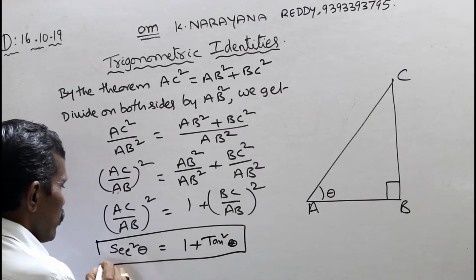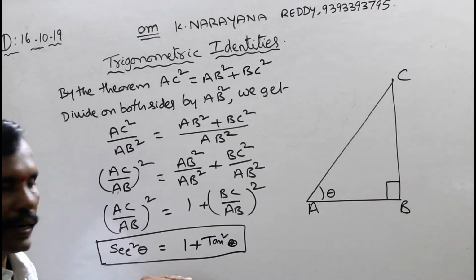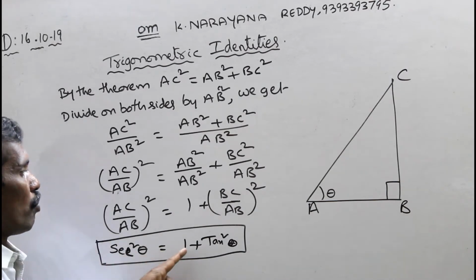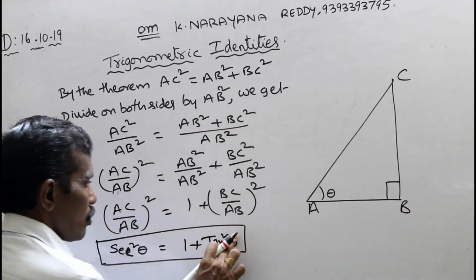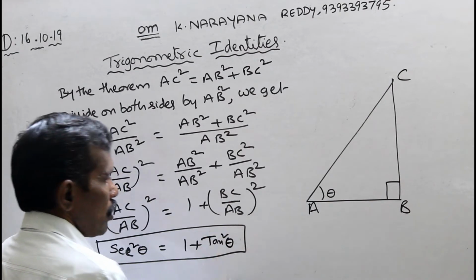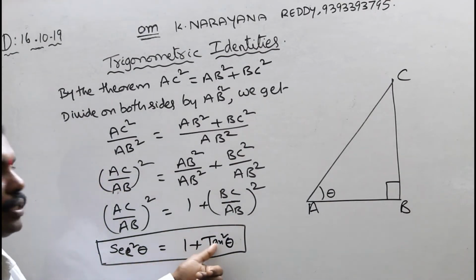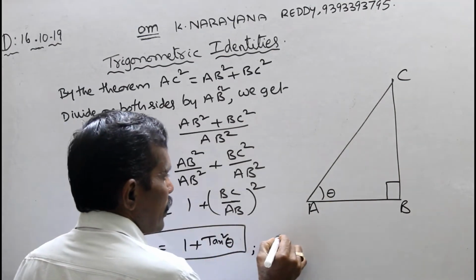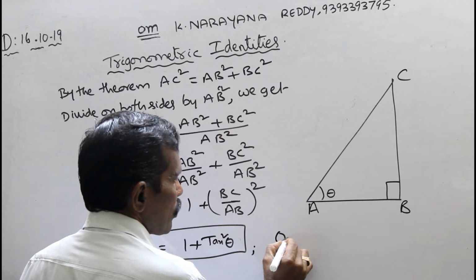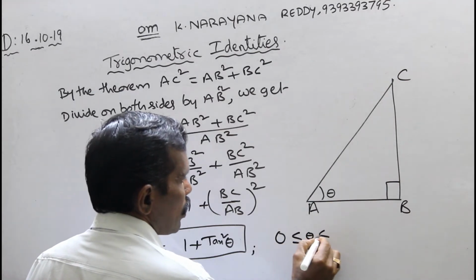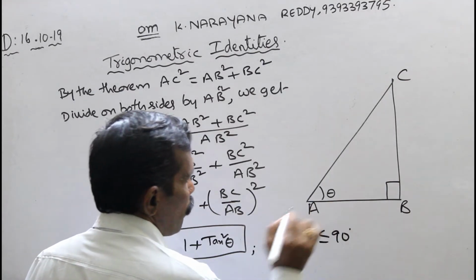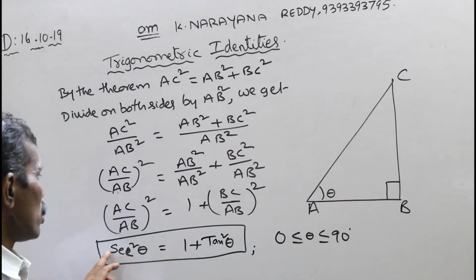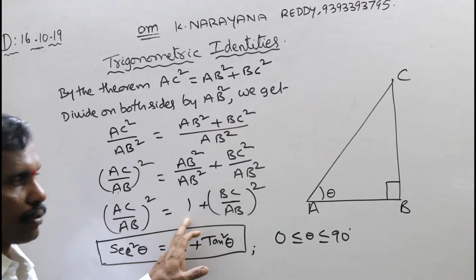This is identity. So, secant square theta is equals to 1 plus tan square theta. That's all. This is one type of identity. Here also, theta lies between 0 and 90 degrees. Why? Because theta is an acute angle. Okay? So, this is one identity.